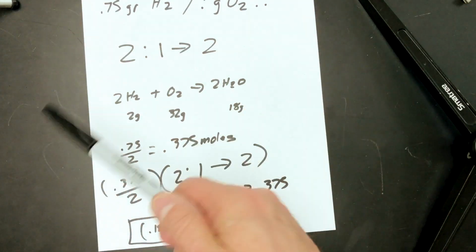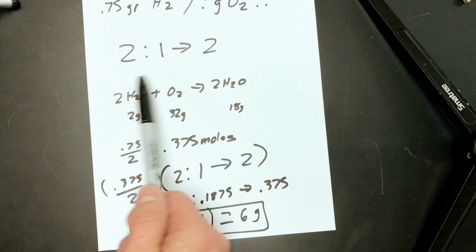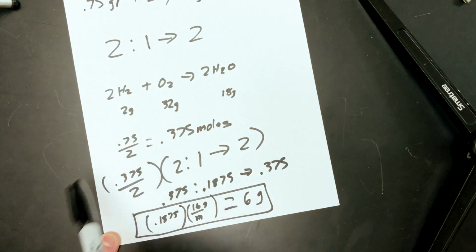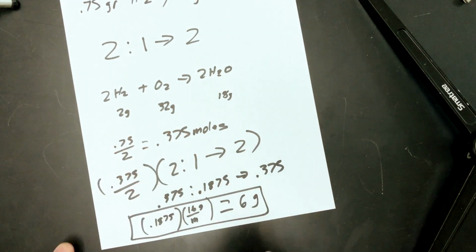This is how I do it. Get that recipe. How many moles do I have? Multiply. There you go. That's what you got.